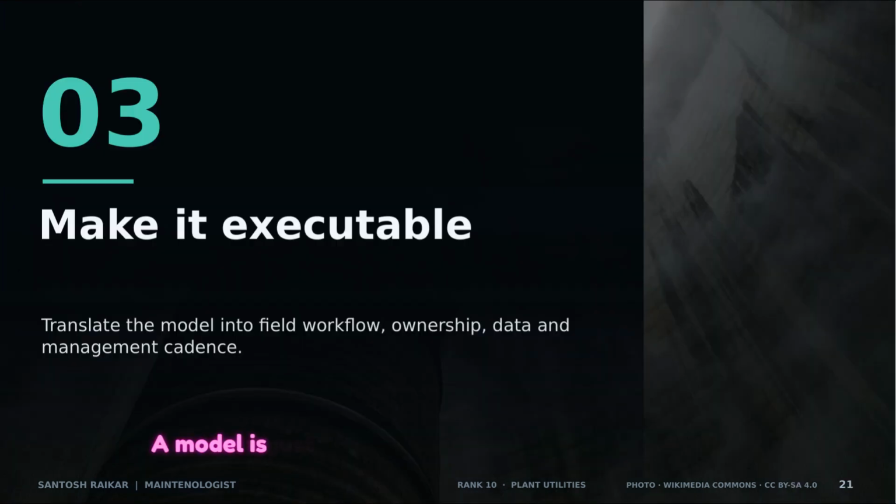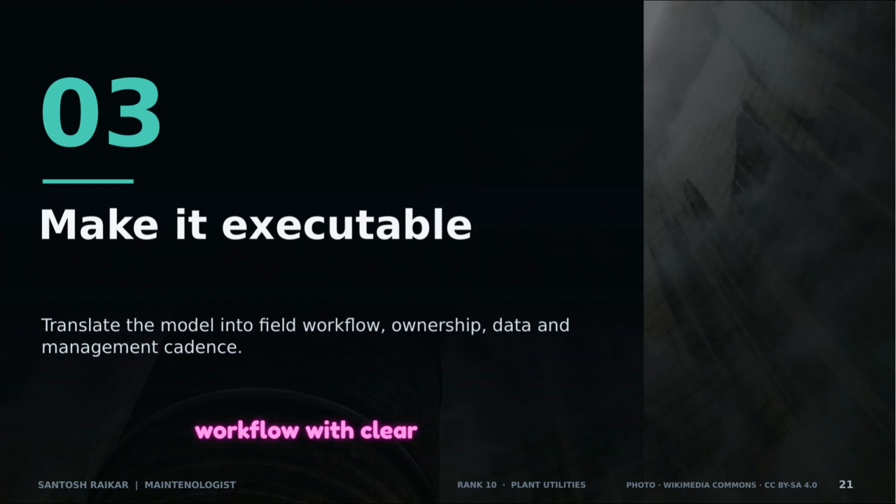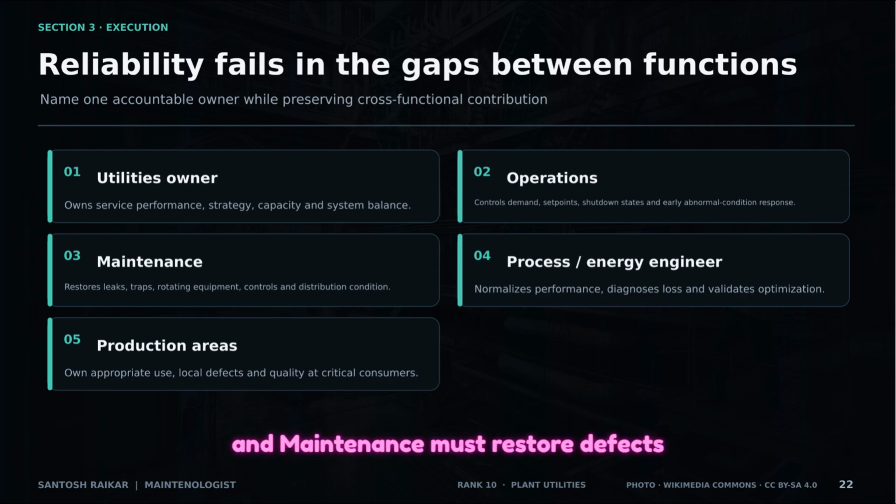A model is just a drawing until it becomes executable. We need to translate these steps into a field workflow with clear ownership and a regular management cadence. Reliability often fails in the gaps between departments. While the utilities owner owns the overall strategy, operations must control demand, and maintenance must restore defects. Everyone has a role, but accountability must be singular.